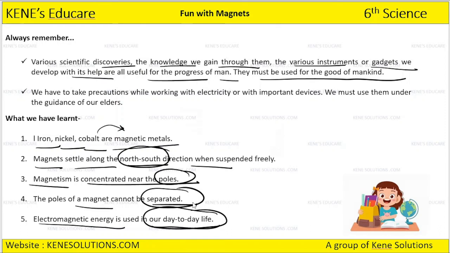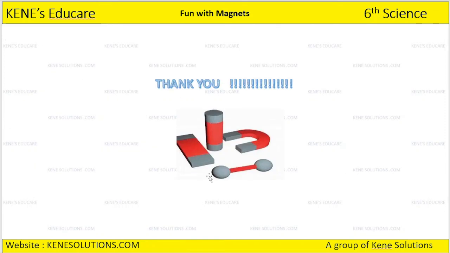So this is about the complete chapter. We have seen the characteristics of magnets and we have seen the electromagnetic phenomenon. So here we have successfully completed this chapter.